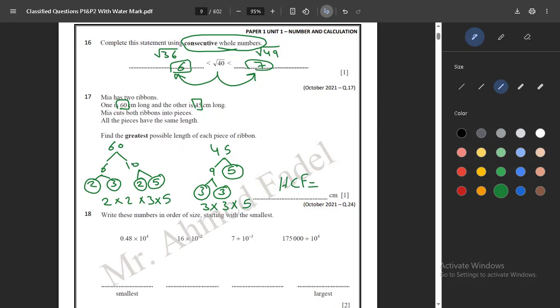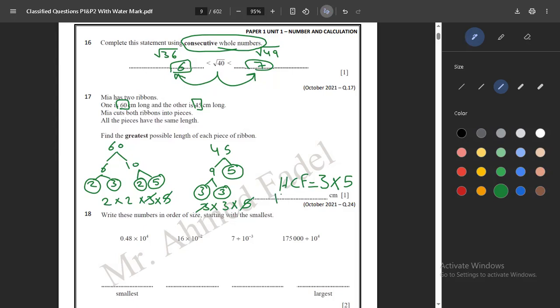So the 2, is it common here and there? Nope, so don't take it. 2, is it common here and there? Nope, so don't take it. 3, is it common here and there? Yep, so take it once, and write it only once. 5, is it common here and there? Yes, so write it only once.